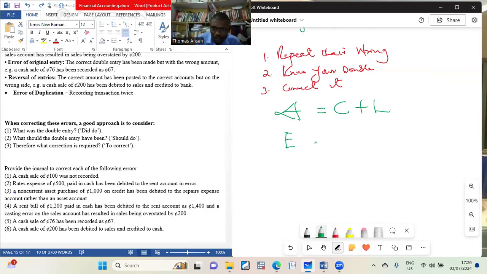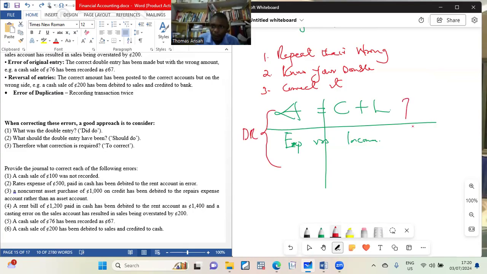Now, my love for the accounting equation: A is equal to capital plus liability, plus E versus I. E is expenses and I is income. All right. So, like I did before, this is the T account. Ladies and gentlemen, know the examples of things here. Everything on this side is a debit, and everything on this side is a credit. You have to know this to be able to correct the issues.